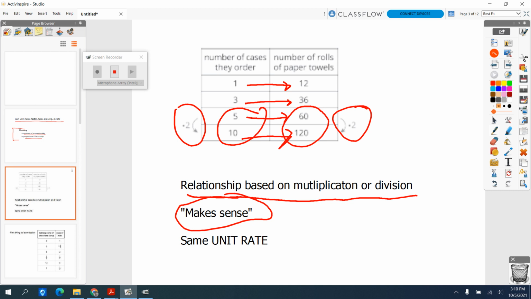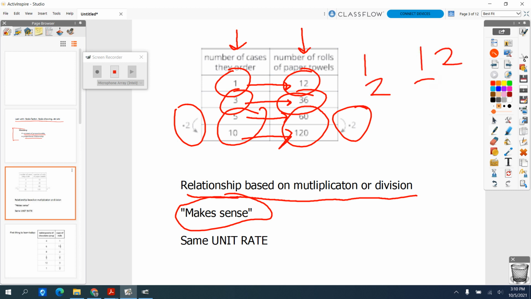So this problem is about ordering a certain number of cases. We did this yesterday. And when you order one case, you get 12 paper towels. Well, when you order 3 cases, if every time you order one, there's 12, well, you would expect that if you order 3 cases, there'd be 36. That makes sense. It's every single one, you have 12. So 2 would be 24. 3 would be another 12, so they'd be 36, or 12 times 3. And everything in this table just kind of makes sense.